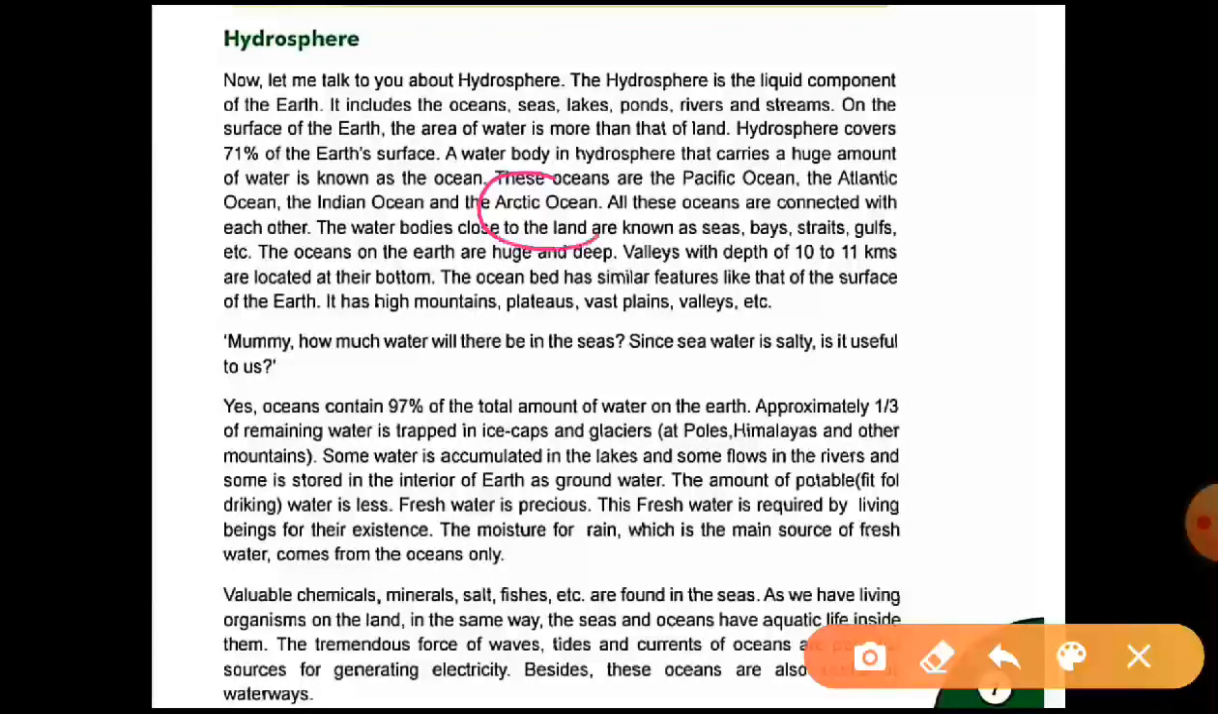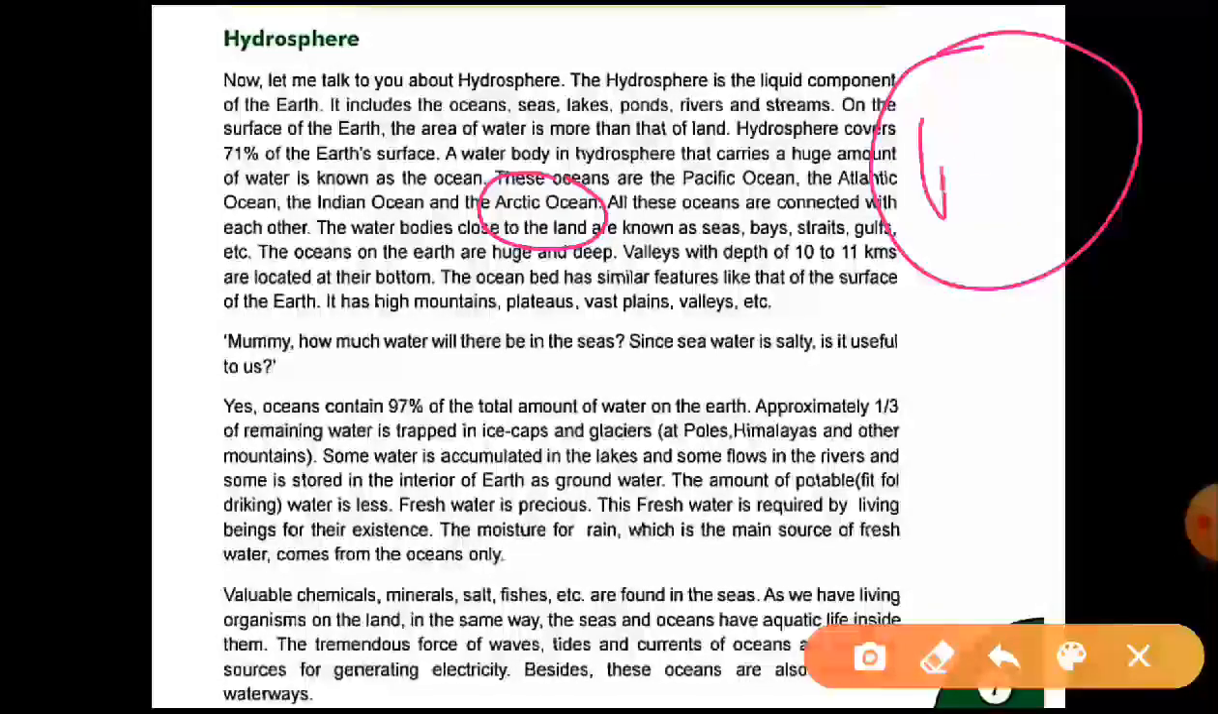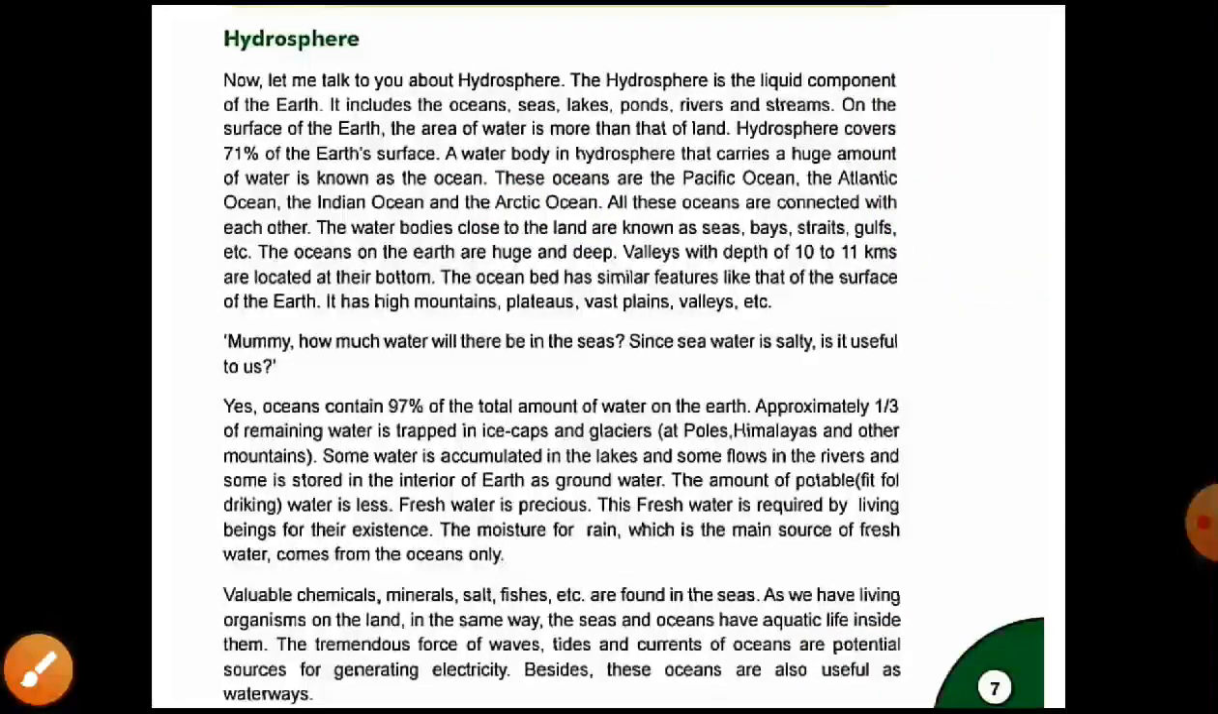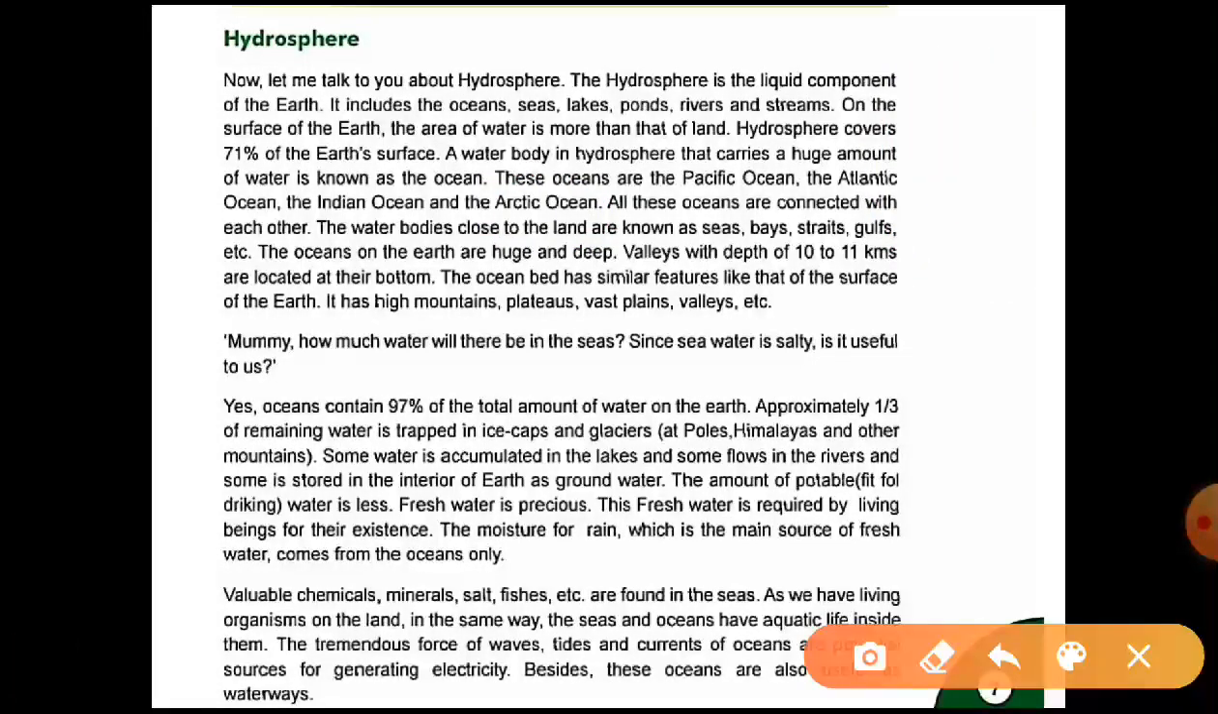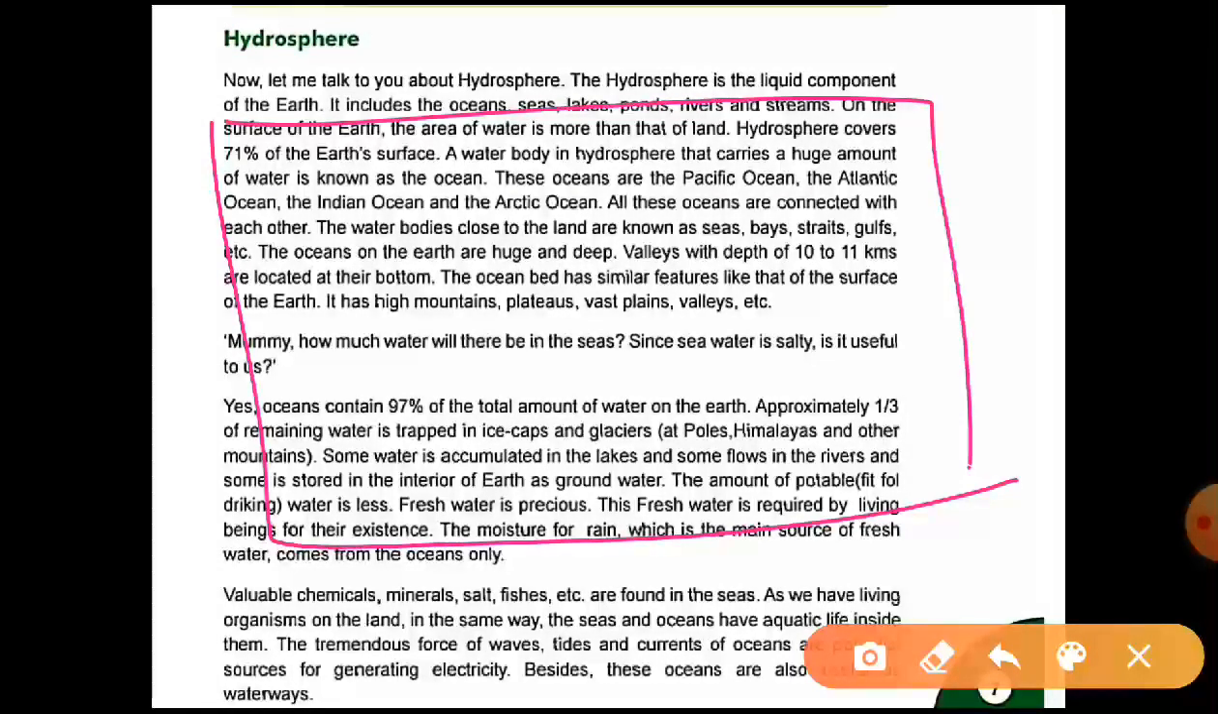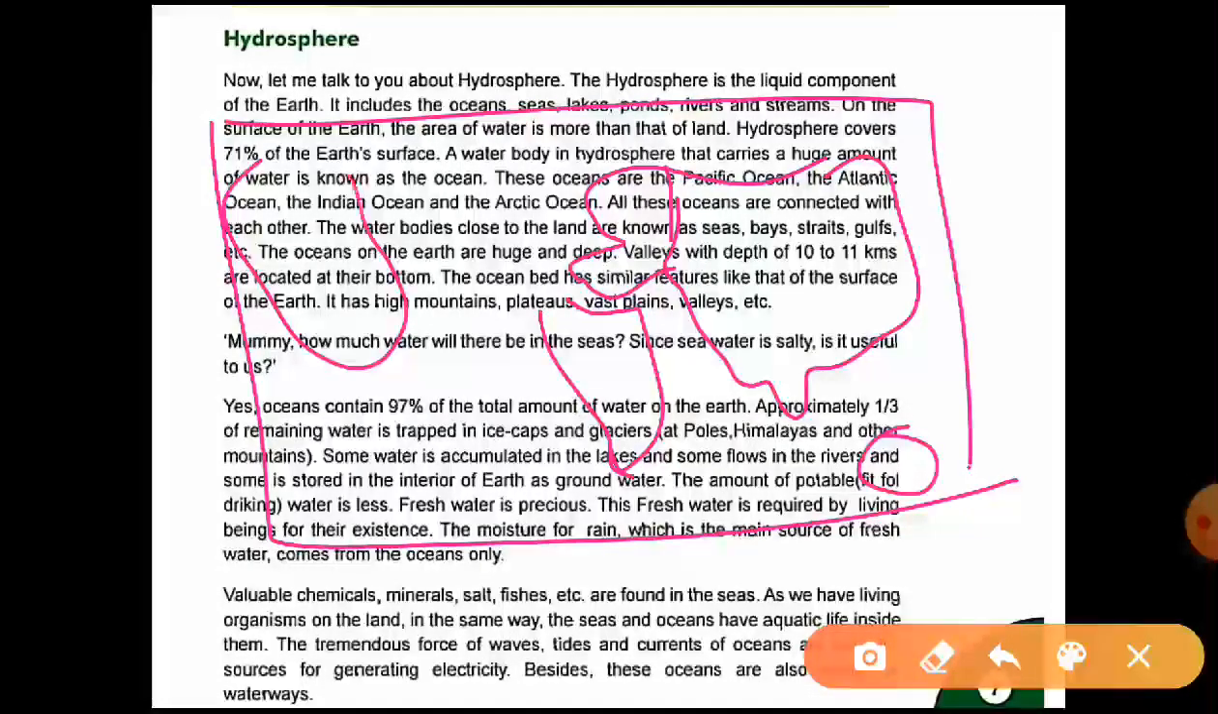So the Arctic Ocean, which we can see at the North Pole, and the Atlantic Ocean, then the Pacific Ocean and the Indian Ocean. I'll try to draw a map of the world here. We can see Europe here, Asia, then here Africa, here Australia, here North America and South America, and here Antarctica.